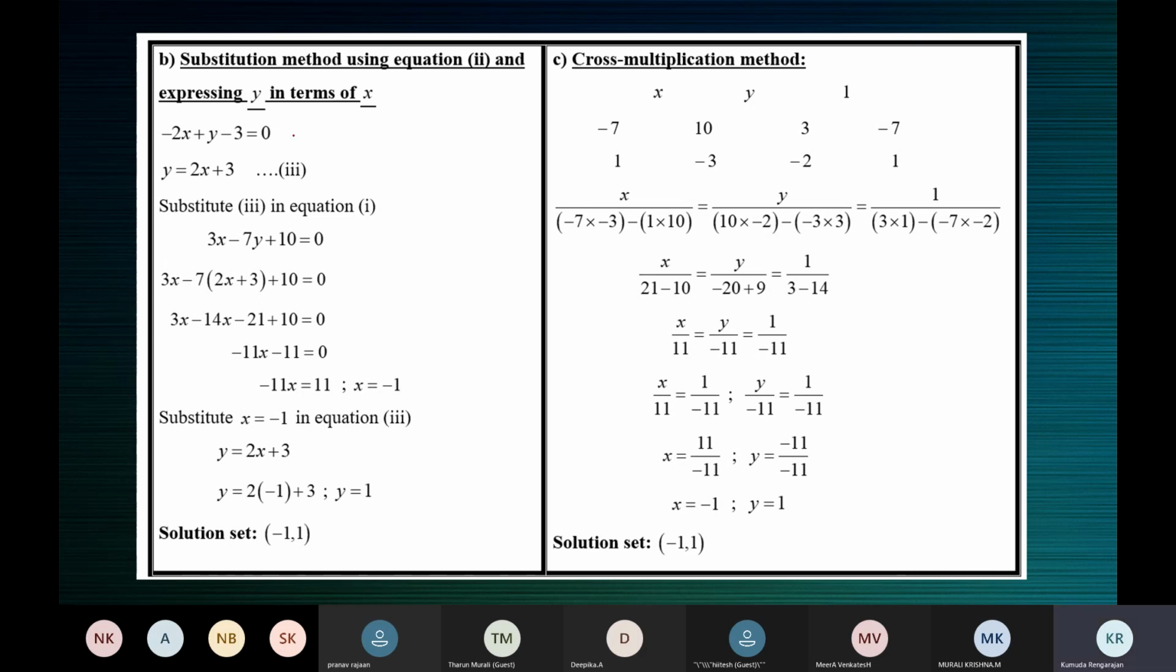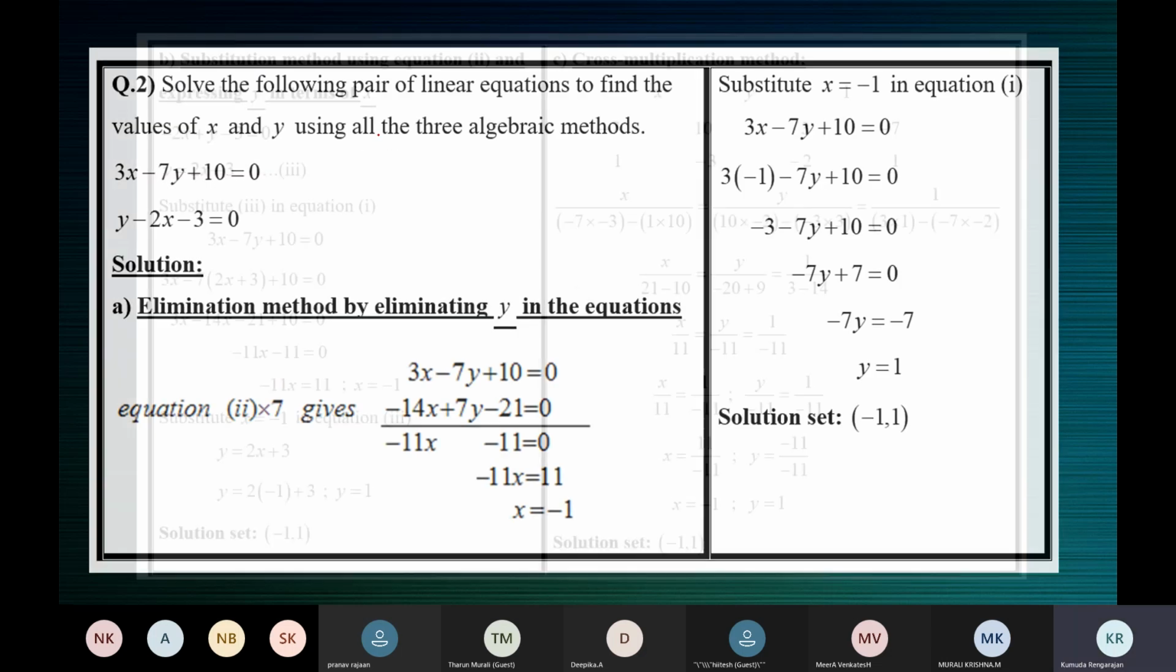So the substitution method, what I have done is I've taken equation 2. See, I've explained what I've done. Substitution method using equation 2 and writing y in terms of x. So this is equation 2, the second equation.